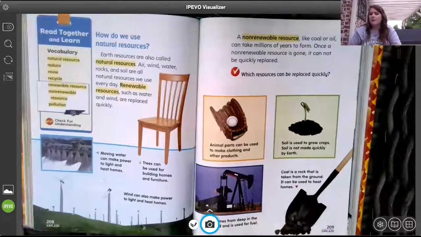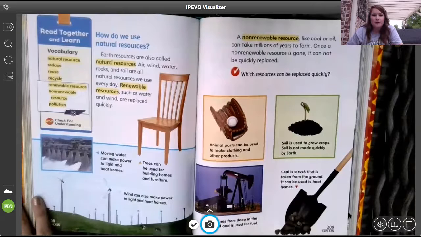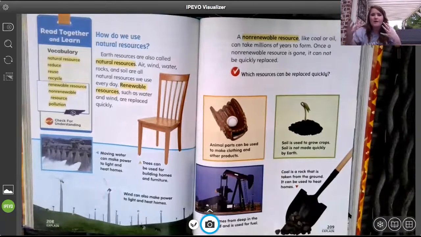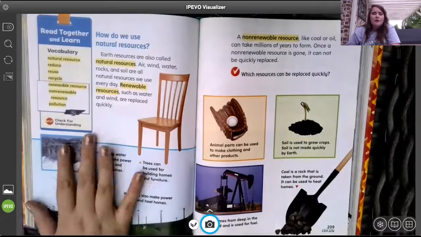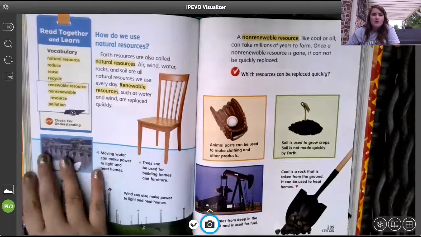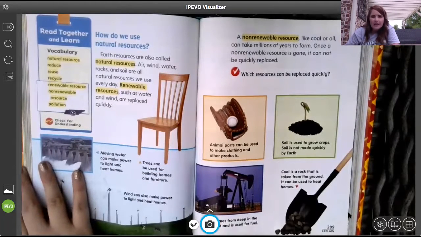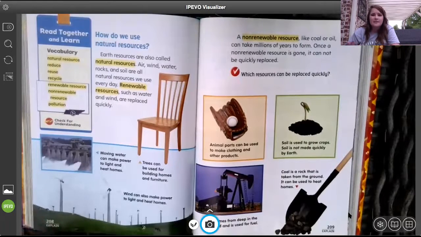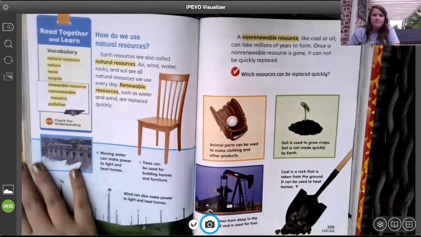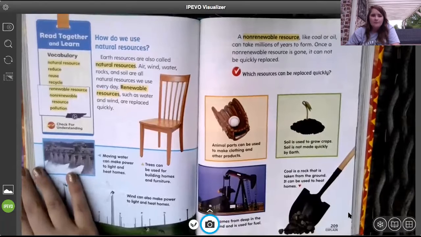Straighten my book here. Okay, so how do we use natural resources? We talked a little bit about that in our chart. We wanted to brainstorm some ideas before we jumped in, and you came up with a lot of good ways, I'm sure, on your paper as well. So think about those resources when we're reading. We're talking about air, water, plants, animals, rocks, things that we see and that we use every single day. So how do we use them?